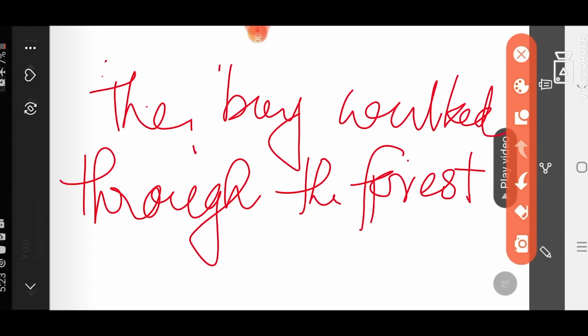Now what do you mean by prepositional phrases? Prepositional phrases are a group of words containing a preposition. Now through the forest, this is the prepositional phrase. In this, through is the preposition used in this group of words. Prepositional phrases are a group of words containing a preposition, through the forest.